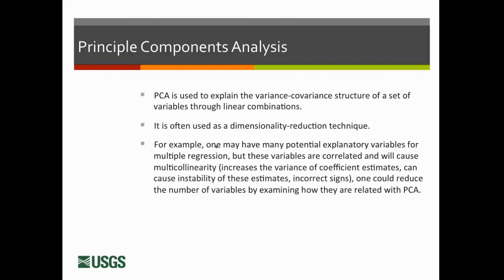So for example, if you have many potential explanatory variables for a multiple regression model, and if those variables are correlated, it can cause problems with multicollinearity, which increases variance of the coefficients and can cause instability in estimates. You could reduce the number of variables by examining how they are related through PCA and use PCA factors, these linear combinations of variables, in a regression model instead. The problem is that it is often very hard to describe to people.